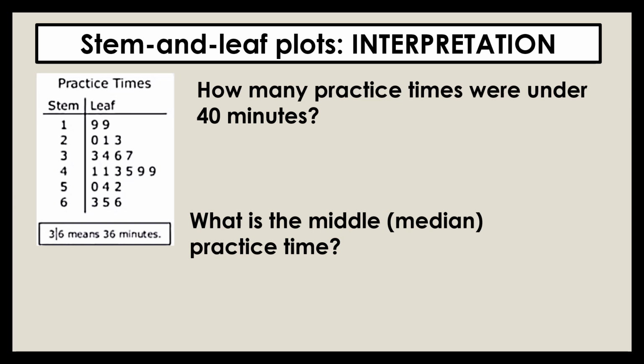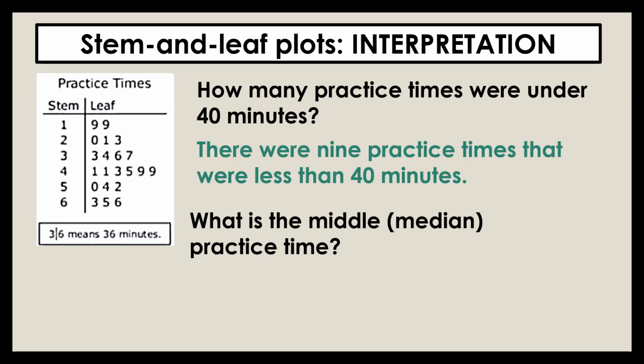Here's another stem and leaf plot. It's practice times. Look at your key. 3 line 6 means 36 minutes because we need to be able to read the information in our stem and leaf plot. How many practice times were under 40 minutes? So we need to count all the values below 40. So all the 10s, 20s, and 30s. There were 9 practice times that were less than 40 minutes.